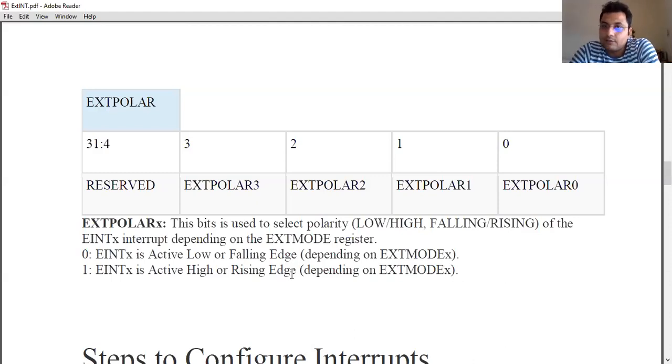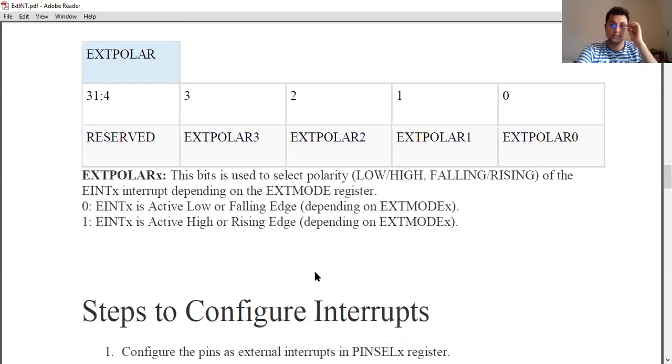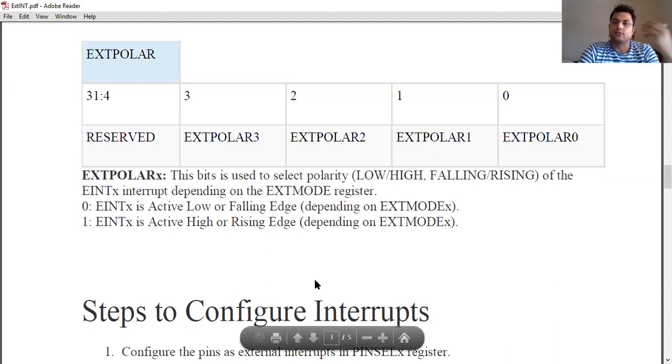if the mode is level, 0 means it is active low. If the mode is 0, that is level triggered, then 1 means active high. And likewise, if you are using edge, 0 means falling edge, and 1 means rising edge. So that is the general notation attached to these registers.